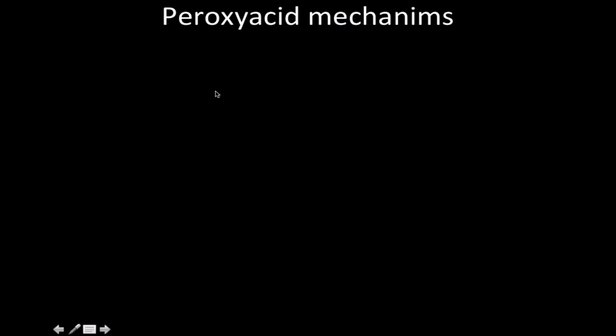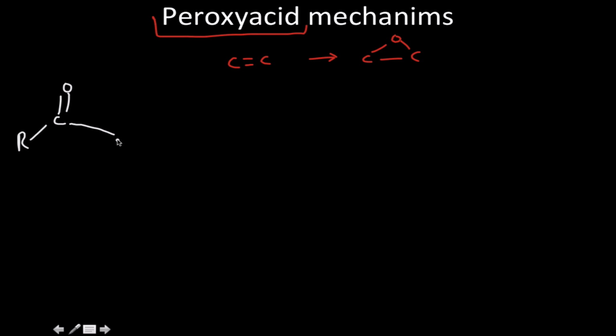Peroxy acid mechanisms. So we're going from an alkene to an epoxide. And the mechanism that you need to know is kind of confusing. It happens a lot at once. But you have your general peroxy acid, and I'm going to exaggerate this to drive home my point. O, O, H. So on each of these, there's a lone pair. There's a lone pair there.